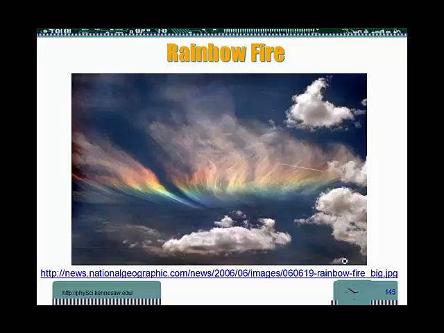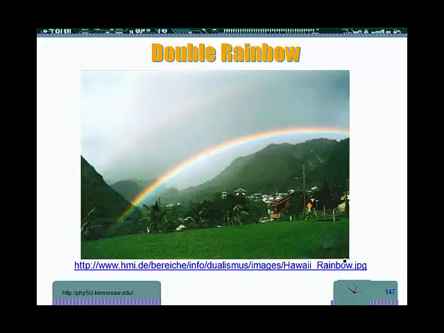Now there are other features like what we have here, looking like a rainbow fire. I'm not going to specifically talk about this since I honestly don't know much about it, but we have features like this. Now, one thing to notice about rainbows, we have two things.